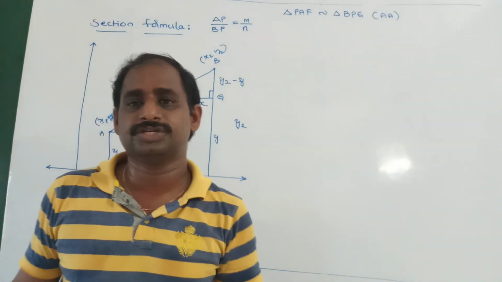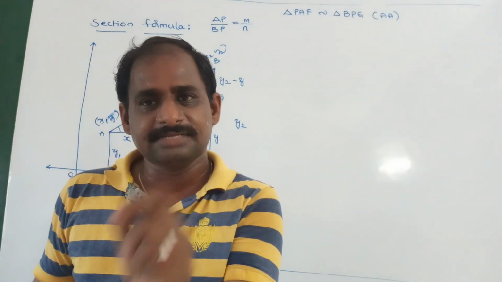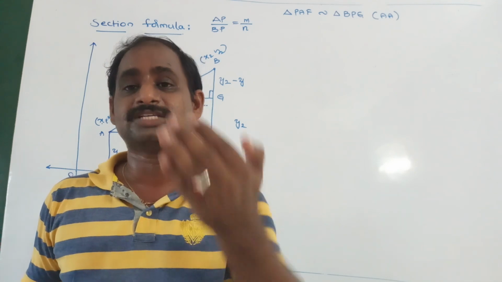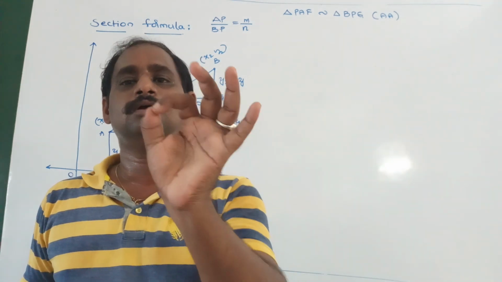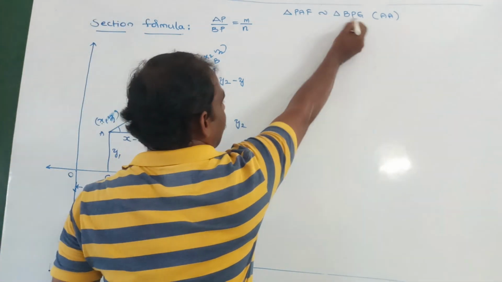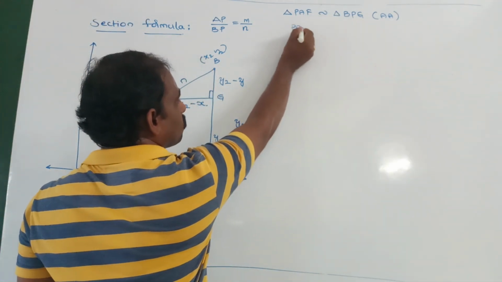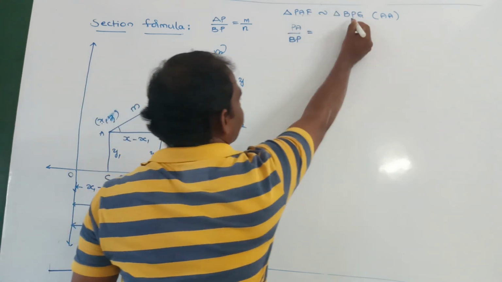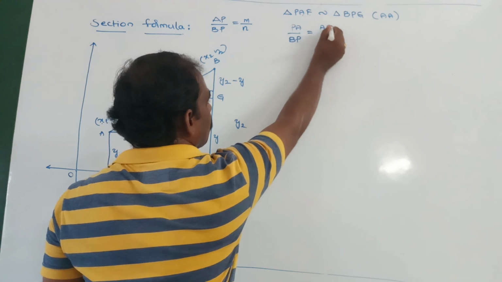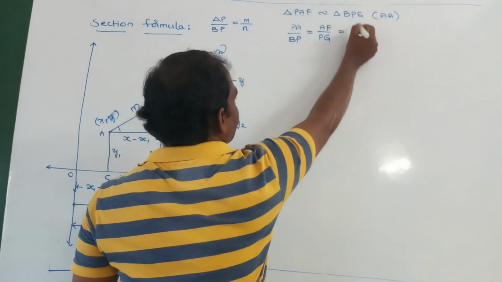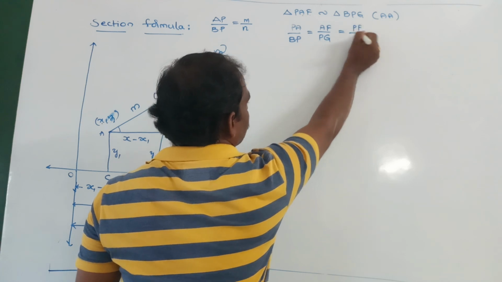Now we know the condition. If two triangles are similar, then the ratio of their corresponding sides are proportional. That means clearly we can say that PA by BP is equal to AF by PG is equal to PF by BG.